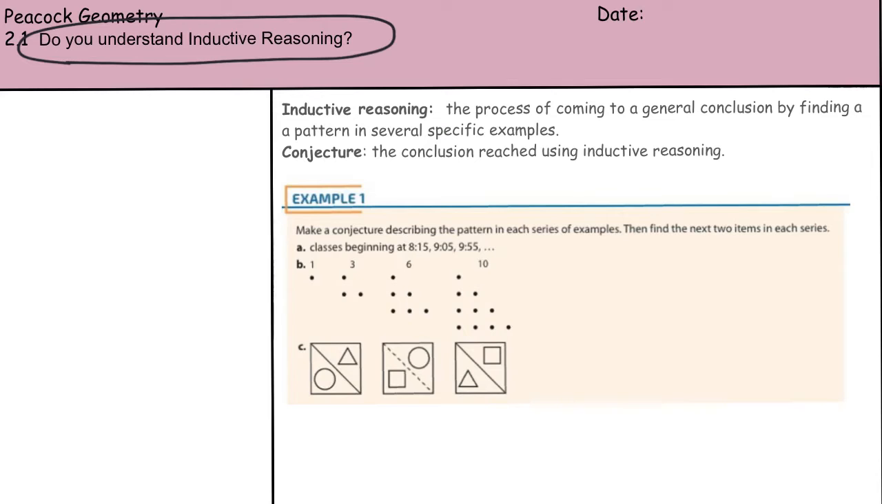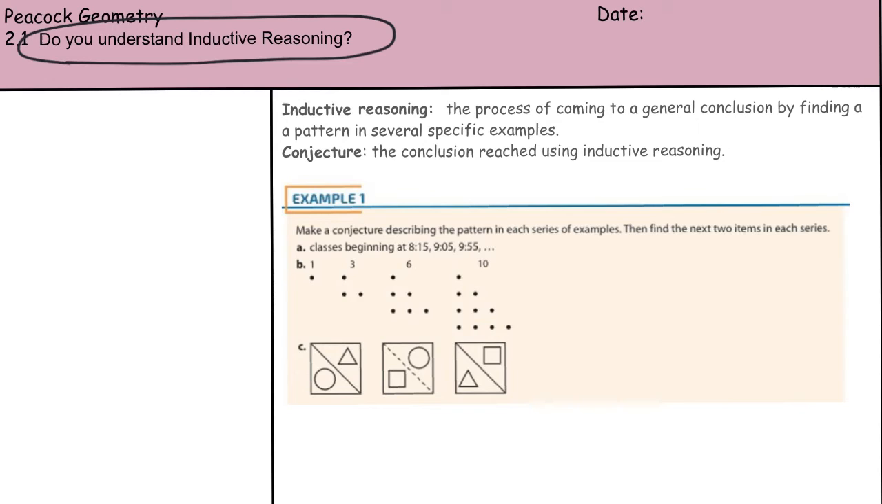Okay, do you understand inductive reasoning? Like the video showed us, inductive reasoning is the process of coming up to a general conclusion by finding a pattern. Okay, we're using a pattern. The conjecture is our conclusion that we reach. This is the pattern stuff that you did in elementary school. Not colored, not colored, colored, when you are looking at shapes, right? They said finish the pattern. This is inductive reasoning. You're looking at what has happened to conclude what is going to happen.